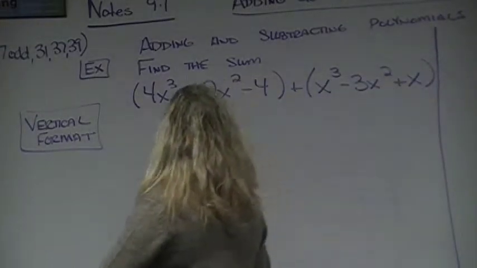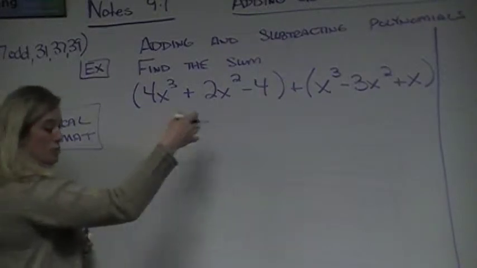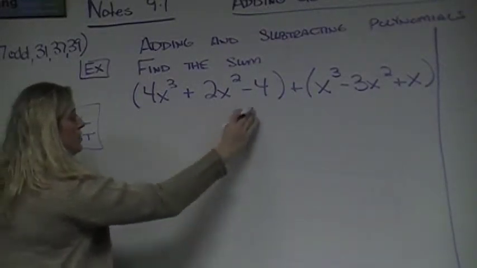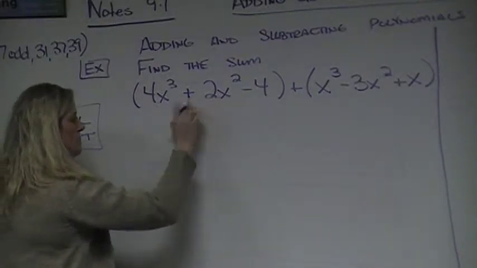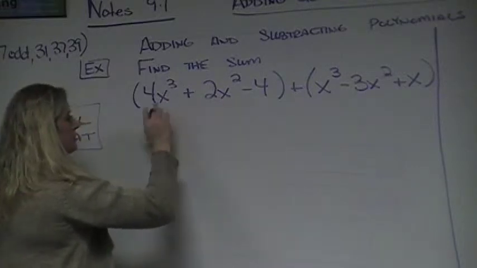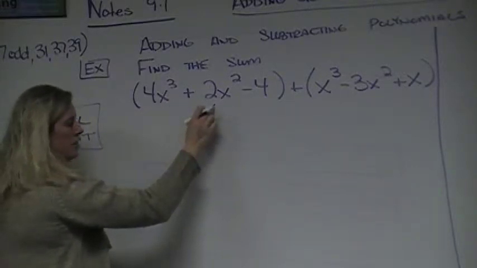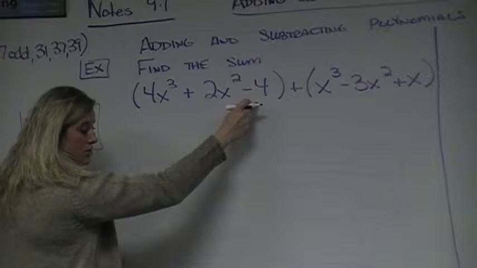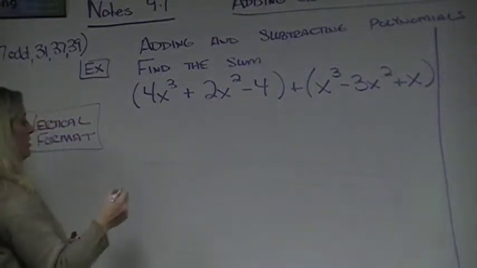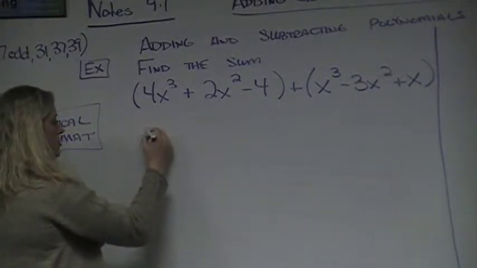You're going to line up your terms. So in this polynomial, do you notice, guys, is this polynomial in descending order? 3rd degree, what is this? And this one is 0. So it is in descending order, isn't it? So I'm going to go ahead and put my 3rd degree term first.